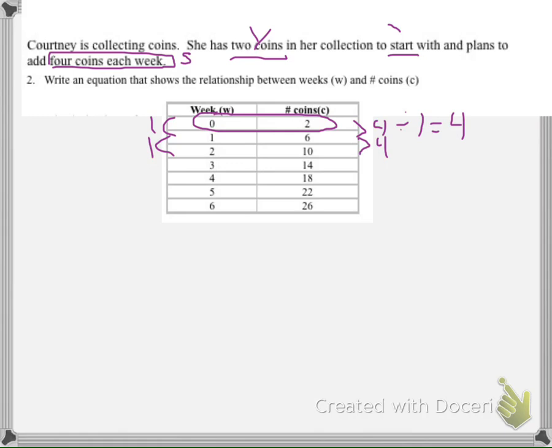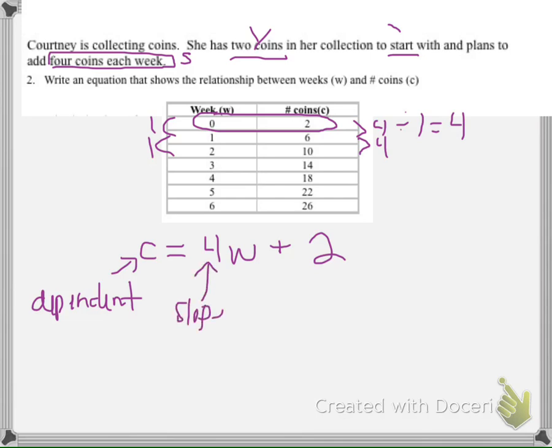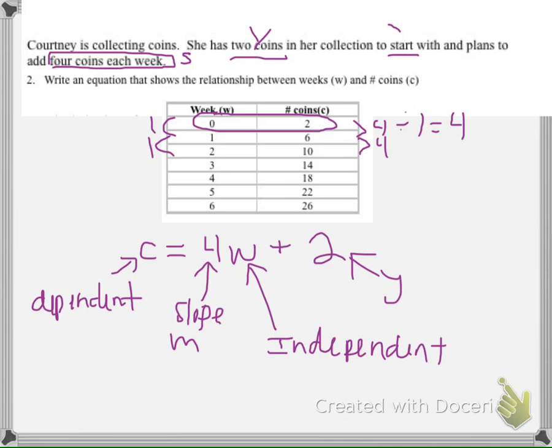So let's set it up. They want us to use W for weeks, which is the X, and C for coins, which is the Y. So C equals 4W plus 2. Good, and let's do some labeling with vocabulary. C is our dependent. 4 is our slope, or our M, or our unit rate. W is our independent. And 2 is our y-intercept.